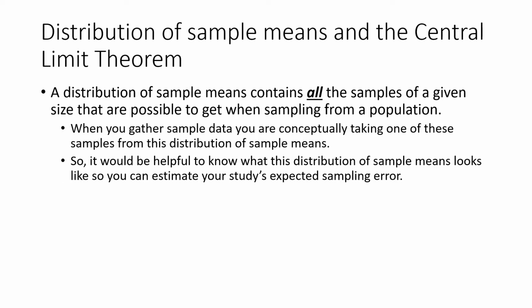Now, if you really want to understand how sampling error works, and how it has its impact on studies, you really need to understand something known as the distribution of sample means. The definition of a distribution of sample means is that it contains all of the samples of a given size that are possible that you could get when you are sampling from a population. In other words, it's all of the possible samples you could get when you're doing a certain study.